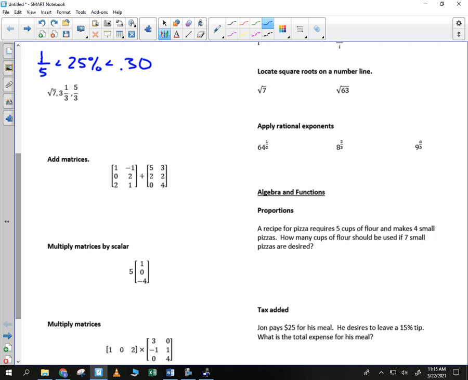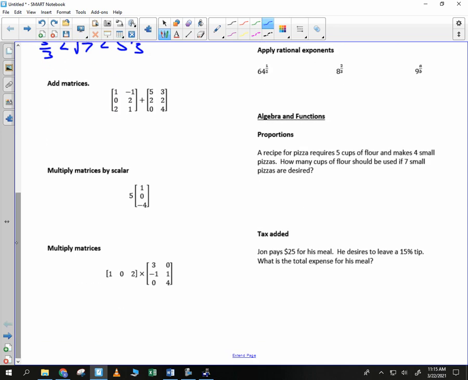Which one is the smallest here? Square root of 7 is between what two values? 2 and 3, because the square root of 4 is 2, and the square root of 9 is 3. So square root of 7 must be between 2 and 3. So the smallest value is going to be 5 over 3 because that's 1 and 2/3. So 5 over 3 is the smallest. That is going to be less than the square root of 7, which is less than 3 and 1/3. This is a basic example of number and quantity.